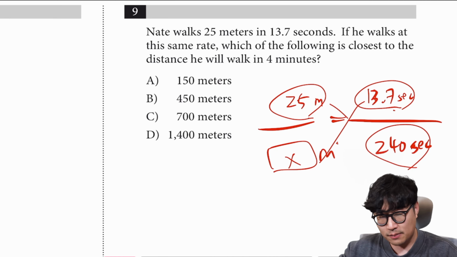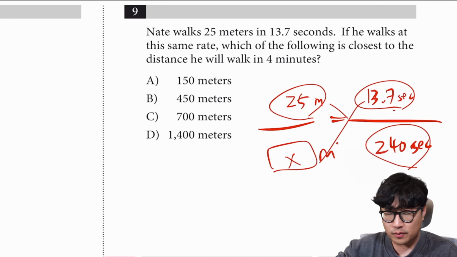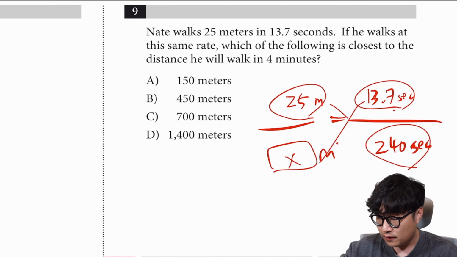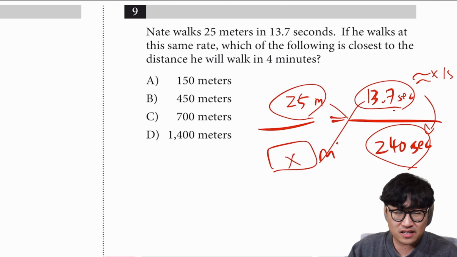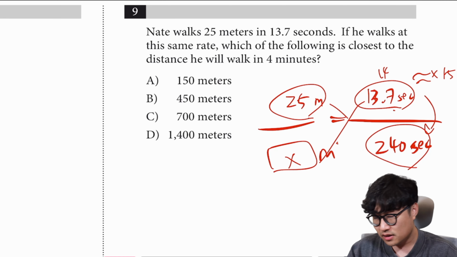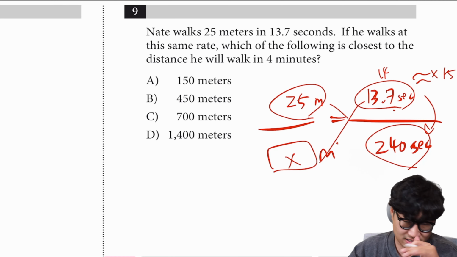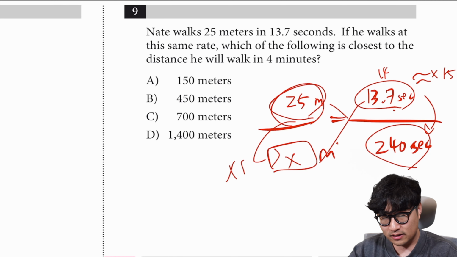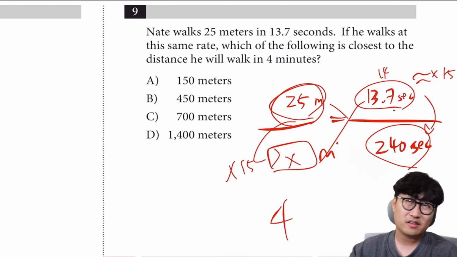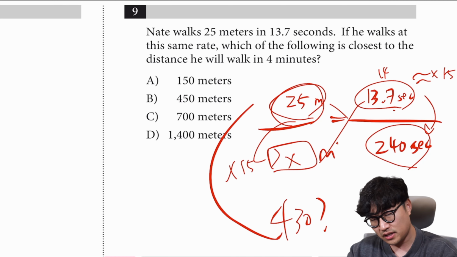My point is, from 13.7 to 240, if you can briefly figure out what the multiplier is, it's going to be roughly times maybe 15, a little more, because I'm just calling that a 14. So about times 15, 16, 17 maybe even. If you multiply 25 by 15 or 16 or 17, then you will get something like 430 or so, which is pretty close to B.